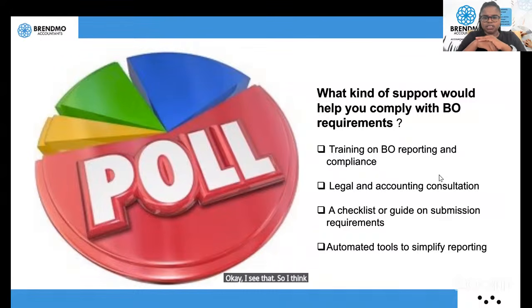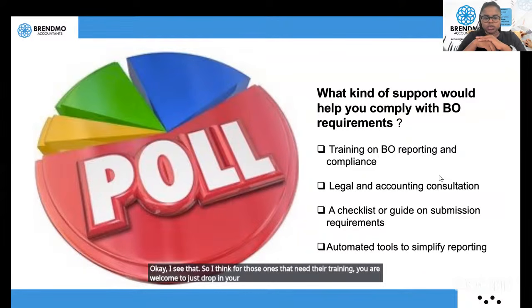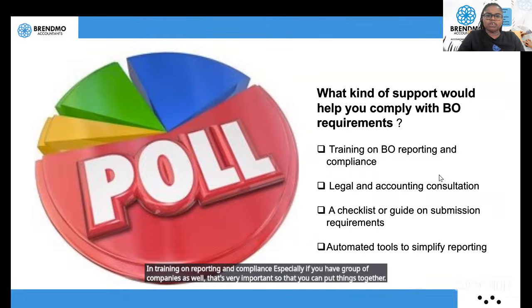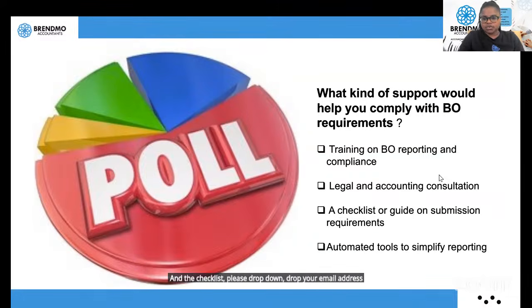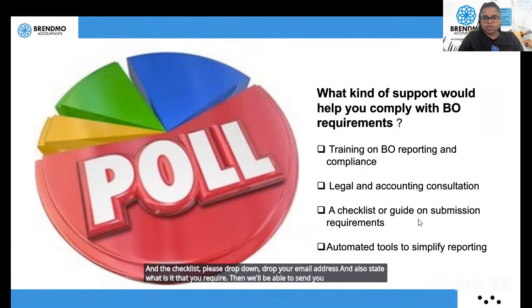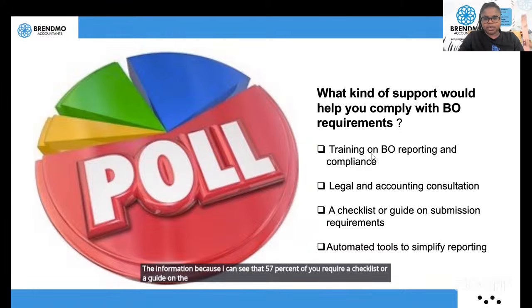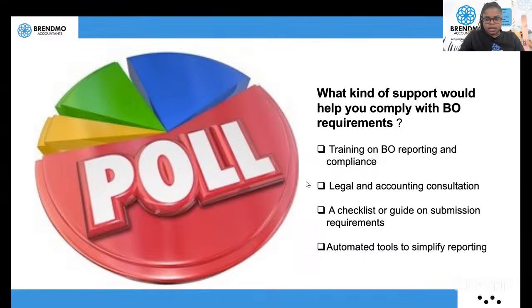For those that need training, you are welcome to drop in your email so we can see how best we can help you with training on BO reporting and compliance, especially if you have a group of companies as well. That's very important so that you can put things together. And for the checklist, please drop your email address and also state what it is that you require. Then we'll be able to send you the checklist or a guide on how to do the submission or how to compile the information, because I can see that 57% of you require a checklist or a guide on the beneficial ownership requirements. Thank you for that. Any question?